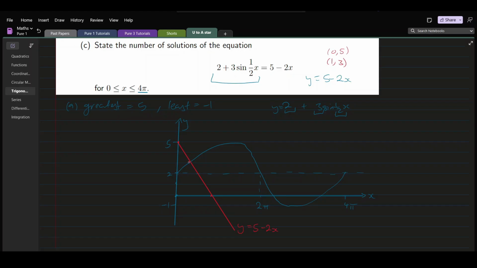Now you can tell that we only have one point of intersection, so the number of solutions would be one solution, and that would be our final answer.